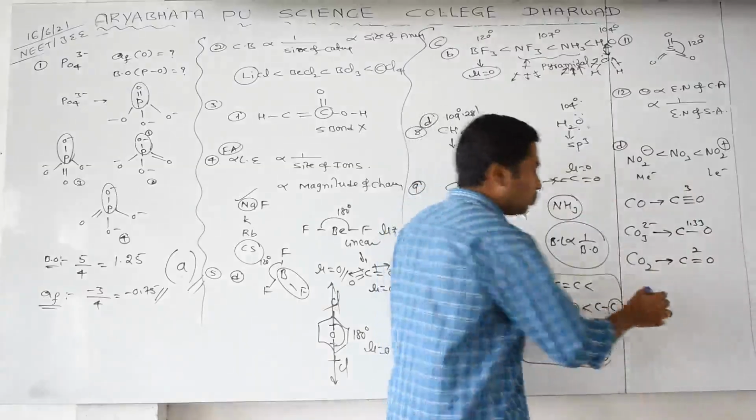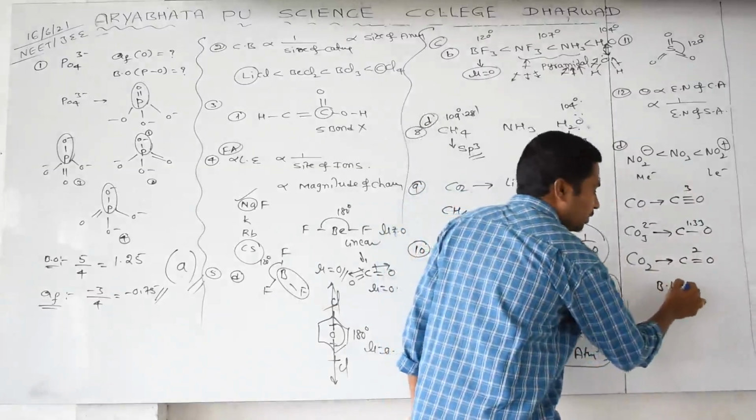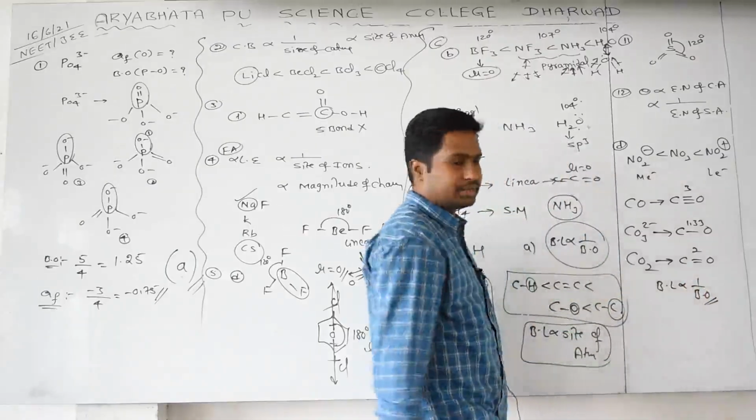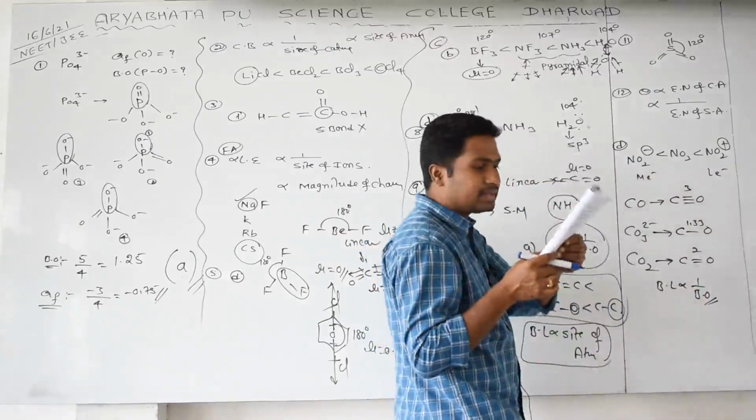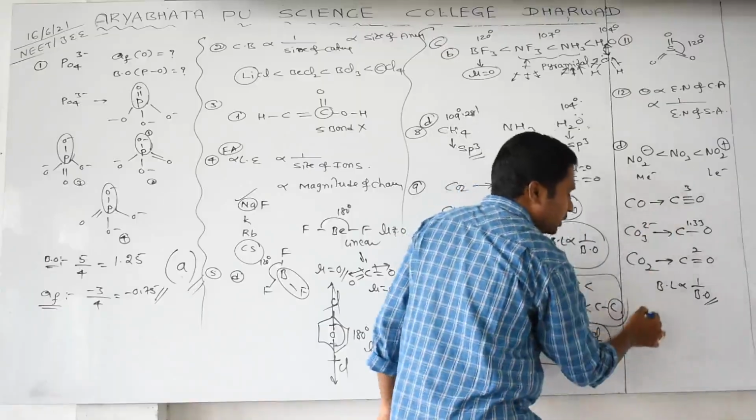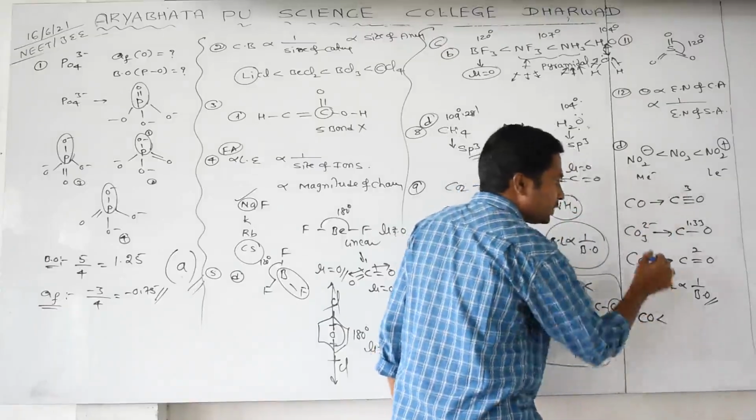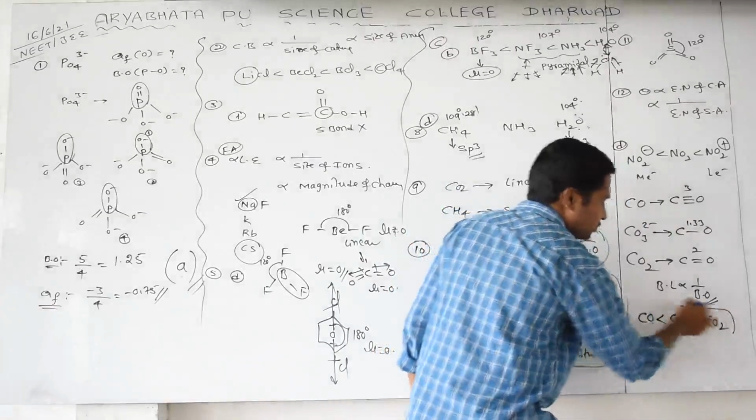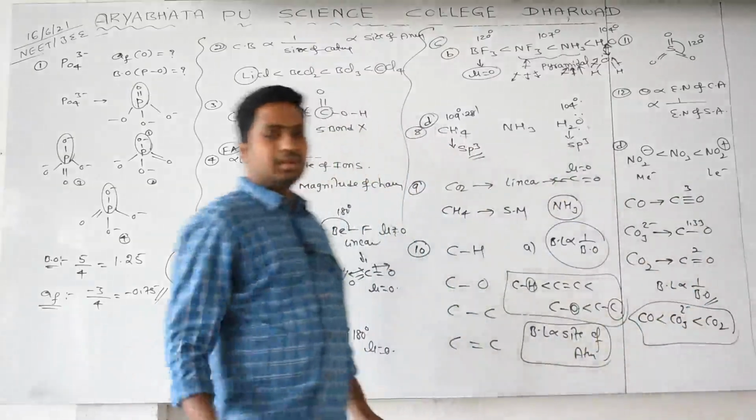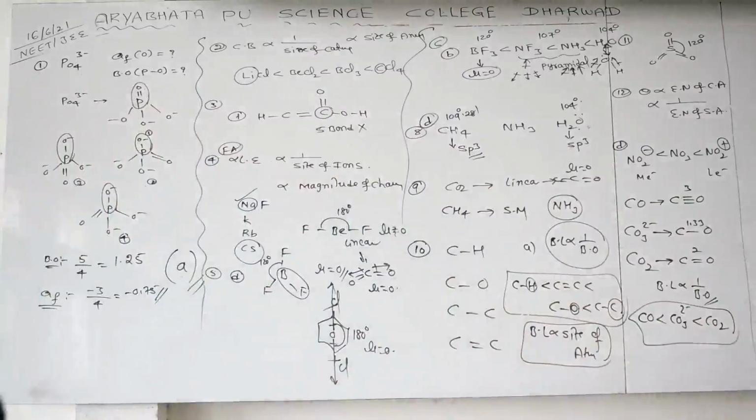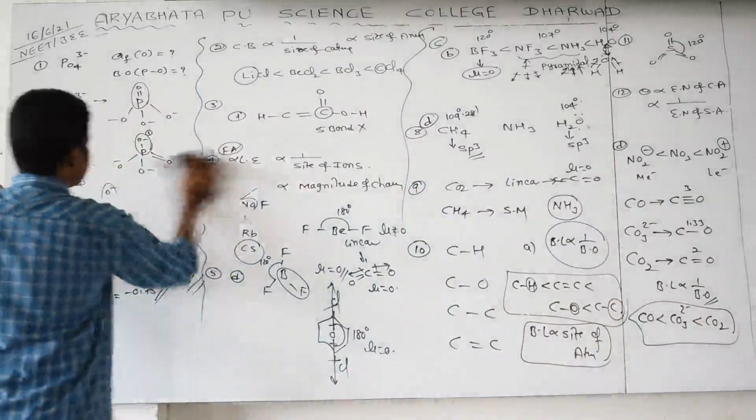That's why bond length is inversely proportional to bond order. Bond order is high, bond length is less. Which is the least? He is asking increasing or decreasing, a correct order. So more bond order means CO has the least bond length. After that CO3 2 minus, and after that CO2 is coming. These are good questions. Are you clear? Yes. Now we are going with some other things.